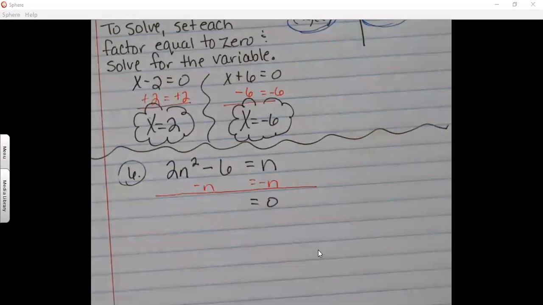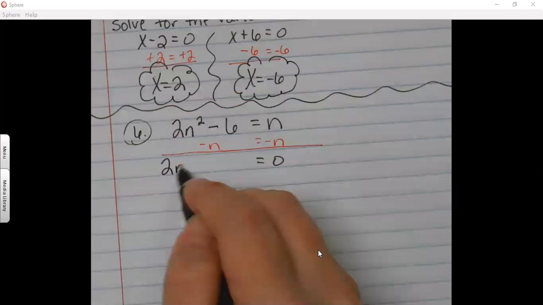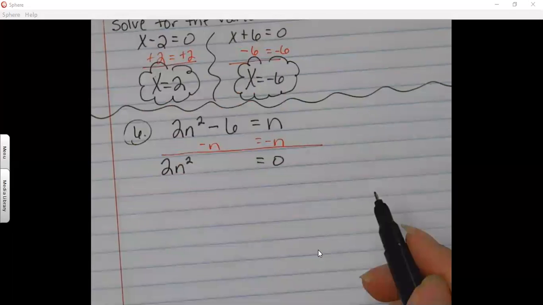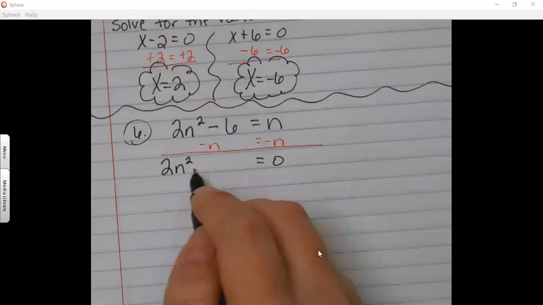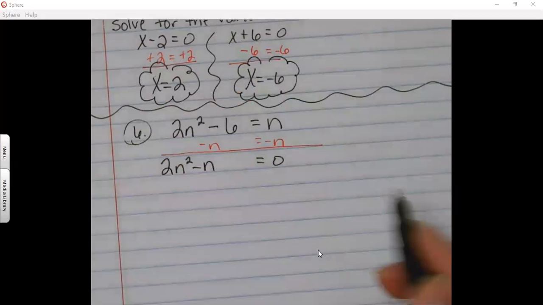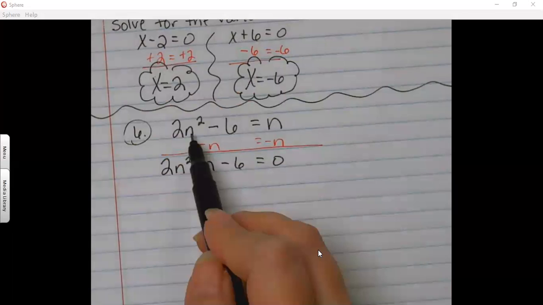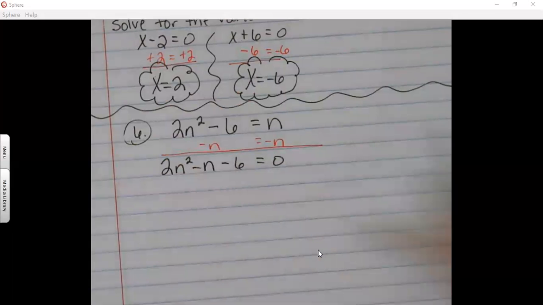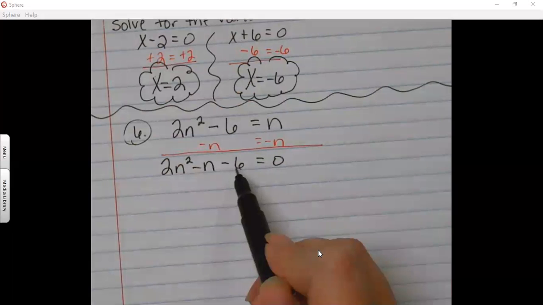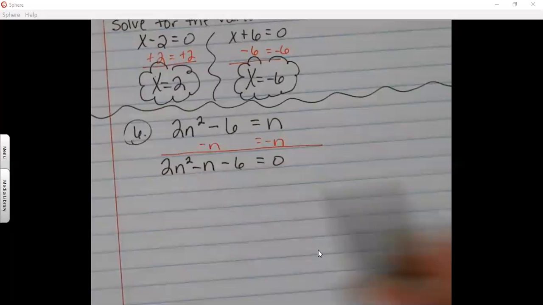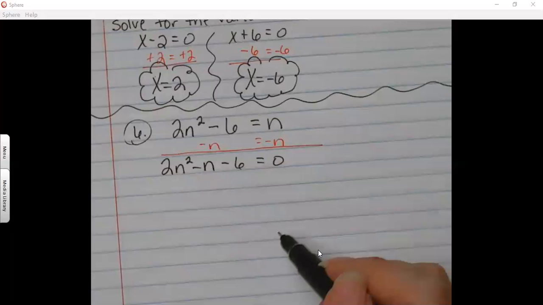On the left side, in standard form, what would my first term be? 2n squared minus n minus 6. A lot of kids make the mistake and they'll just say 2n squared minus 6 minus n because that's the order that they see it in. That's not standard form. Constant always comes last, so be careful about that. When students mess up on this and they don't understand why, that's always what it is. They just didn't put it in standard form.